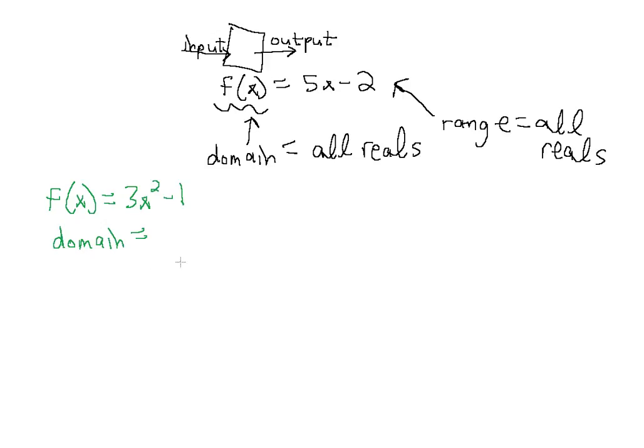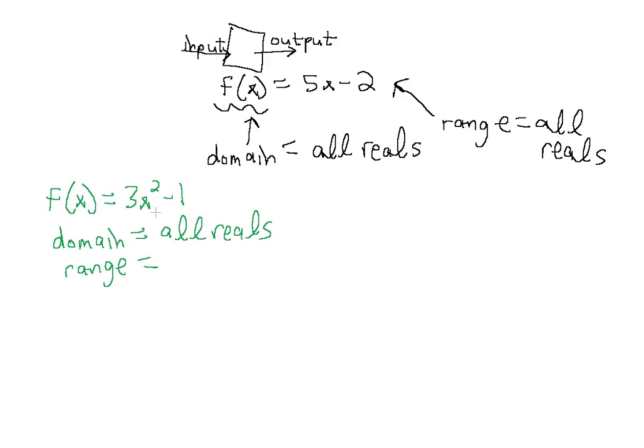The domain is the set of all numbers that we can actually substitute in for x, that we can put into this function. And that will be the set of all real numbers. This function can take on any real number, is all that means. That's the domain. Now let's talk about the range.